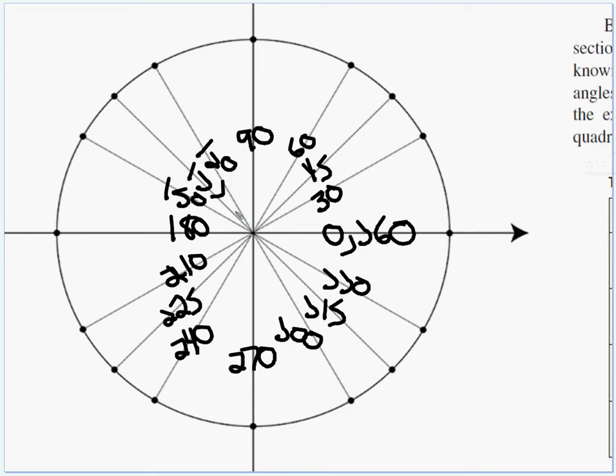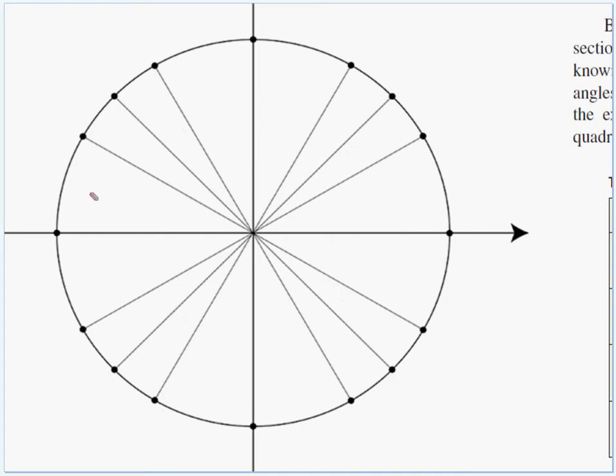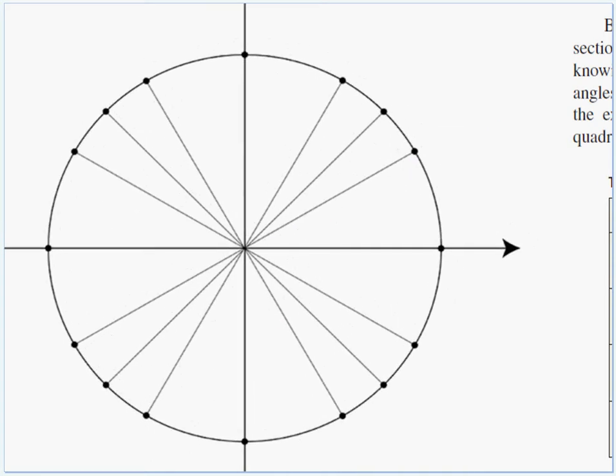Okay, now that we've got all the angles in degrees, just to keep this from becoming too messy, I'm going to erase the degree angles. We'll do the same thing in radians. And I'll show you the way I worked on this when I was in high school, because with all the fractions, when it's the first time you're working with this, it can be confusing.